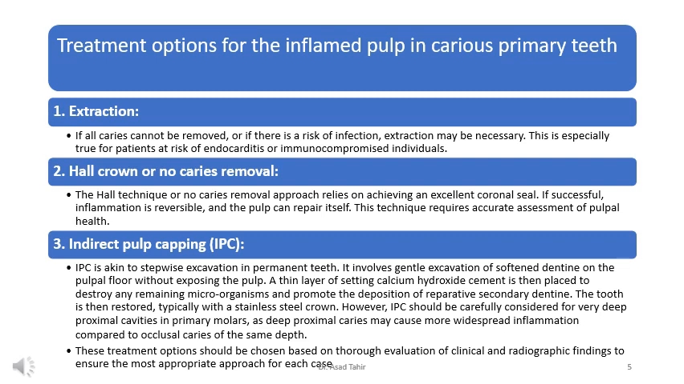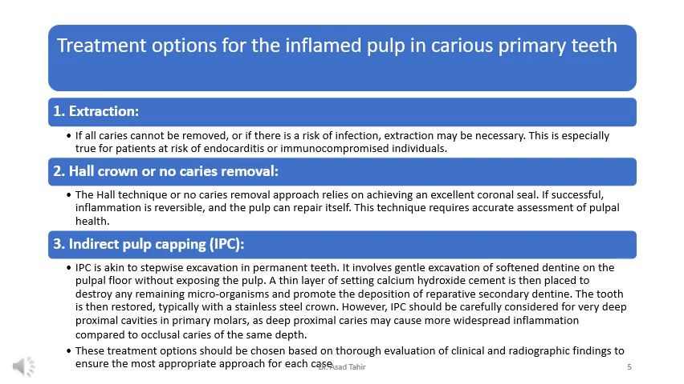Hall crown or no caries removal. The Hall technique or no caries removal approach relies on achieving an excellent coronal seal. If successful, inflammation is reversible, and the pulp can repair itself. This technique requires accurate assessment of pulpal health.